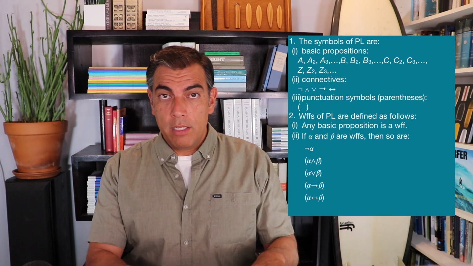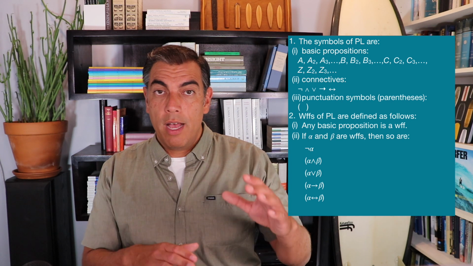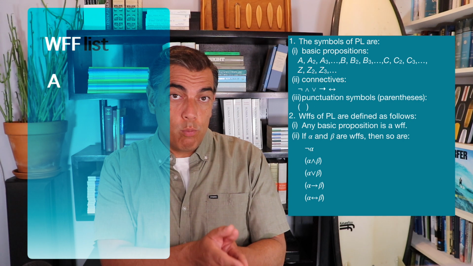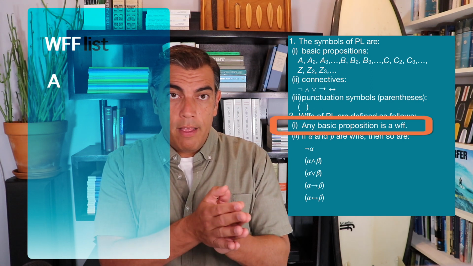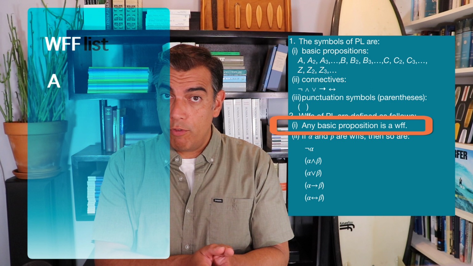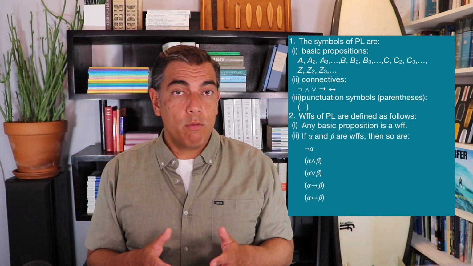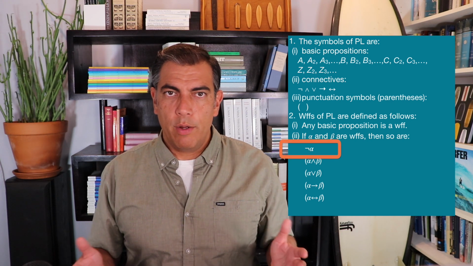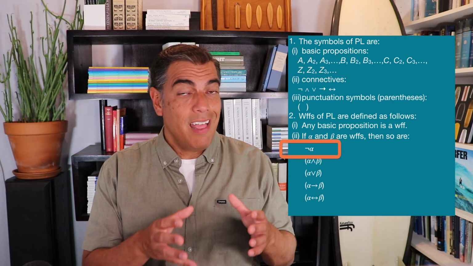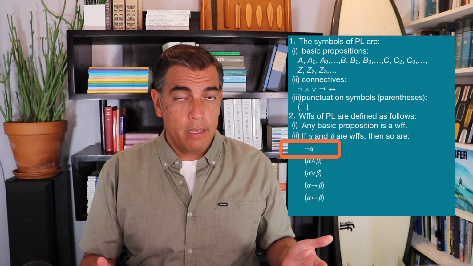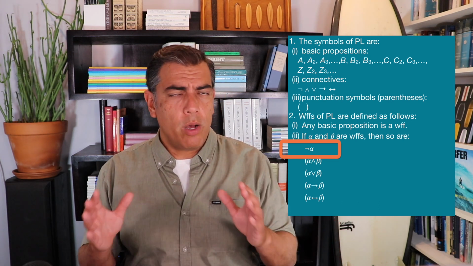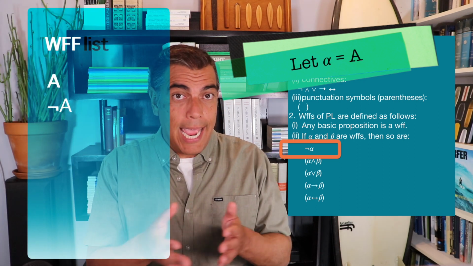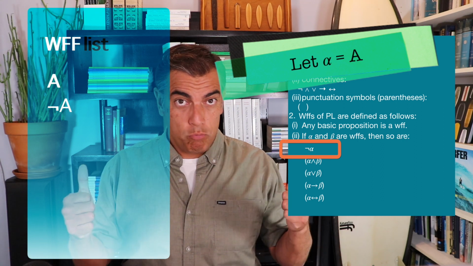So let's see an example of using these rules. I could say, I know that A is a well-formed formula. Why? Because by rule 1, any basic proposition is a well-formed formula. So A is 1, right? And then I look at rule 2, and let's just do the first one there. It says not alpha. If alpha is a well-formed formula, then not alpha is also a well-formed formula. I know A is a well-formed formula, so I'll let alpha stand for A in this one. Well, that would mean not alpha, not A, is also a well-formed formula. Sweet, I got a new one.